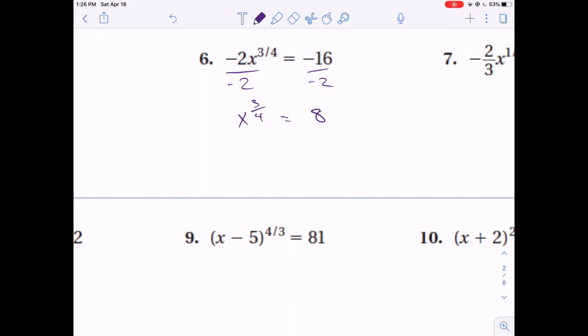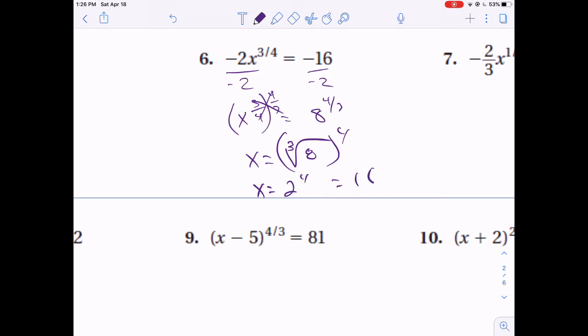Now reciprocal. Put it in parentheses, 4/3. Cancel that, right? 4/3. So the left-hand side is just x. The right-hand side, I'm going to write it again as a radical for you if that helps you see things better. Cube root of 8 to the 4th. Again, this is one we've seen quite a bit back when we were still together. That's going to be x equals 2 to the 4th, or 16. There's your final answer for that one.